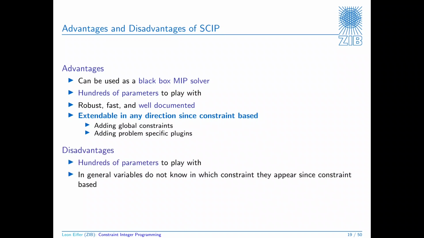Now, some of the disadvantages. You have hundreds of parameters to play with, which means it can be daunting to choose what parameter change might be useful for you. And the point that we already discussed, you do not have a global view on the whole problem matrix since the constraints are handled in the individual constraint handlers.